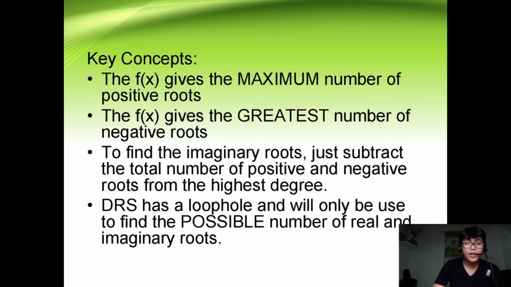Again, we're going to find out the maximum number of positive roots. As we can see in the key concepts here, f(x) gives the maximum number of positive roots, and f(-x) gives the greatest number of negative roots. To find the imaginary roots, just subtract the total number of positive and negative roots from the highest degree, or the total number of roots. Descartes' rule of signs has a loophole and will only be used to find the possible number of real and imaginary roots. So we'll be using this to find the total number of roots, meaning there will be 3 roots.